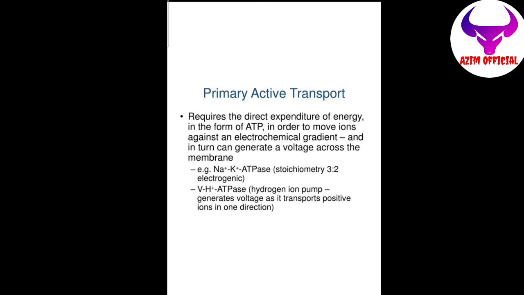Primary active transport: as I said, we have two active transport systems. One is primary active transport and another is secondary active transport. Primary active transport requires the direct expenditure of energy in the form of ATP in order to move ions against an electrochemical gradient, and in turn can generate a voltage across the membrane.